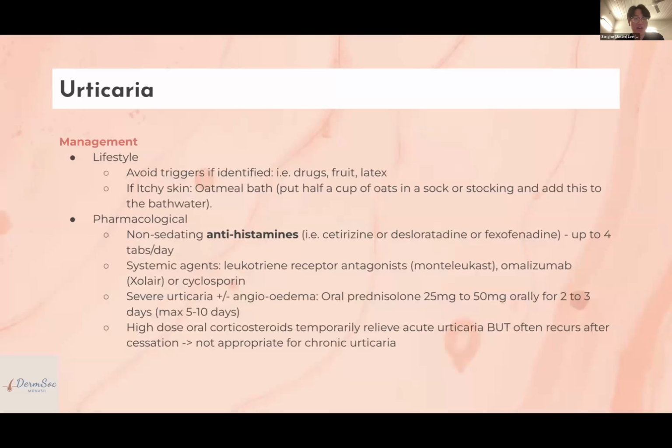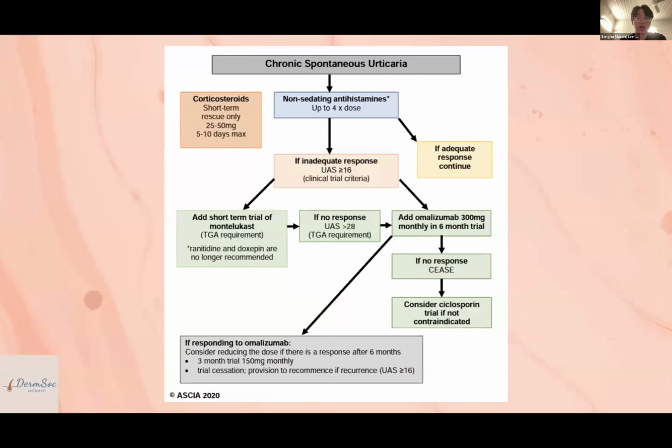To manage urticaria, again, avoid triggers. That's the main thing for lifestyle. And then we want to use antihistamines to settle these lesions down. And we can take up to 4 tablets of your over-the-counter antihistamines per day safely. But if these don't work, then we can move on to systemic agents and can consider oral pred if they're quite severe, but only for a short duration of time. So I've just attached a flowchart diagram for management of urticaria, depending on the severity.